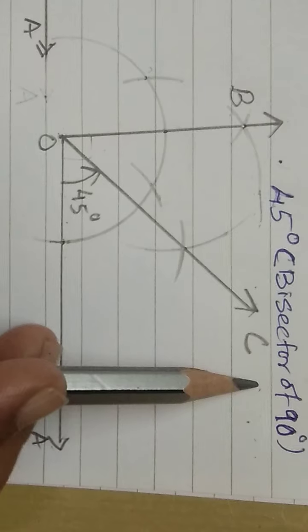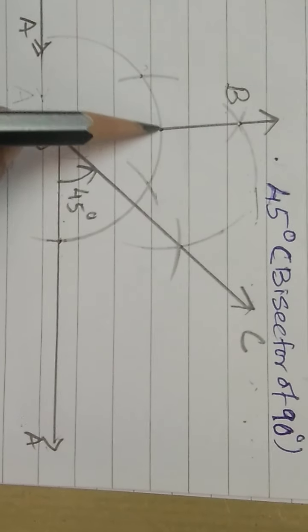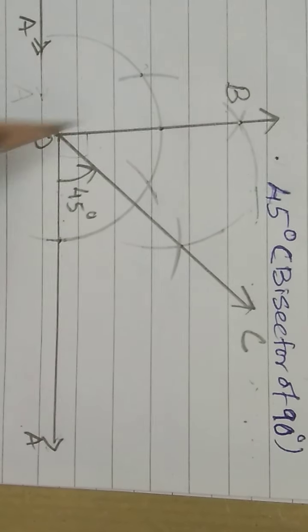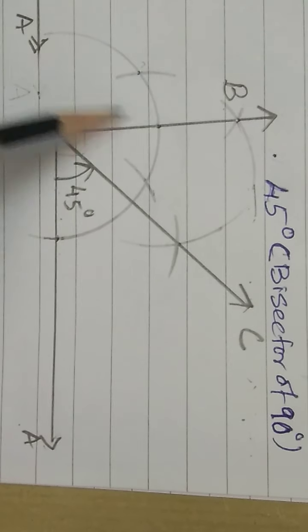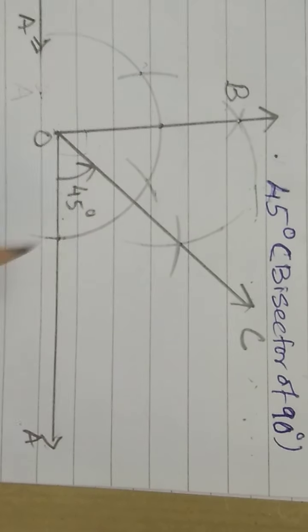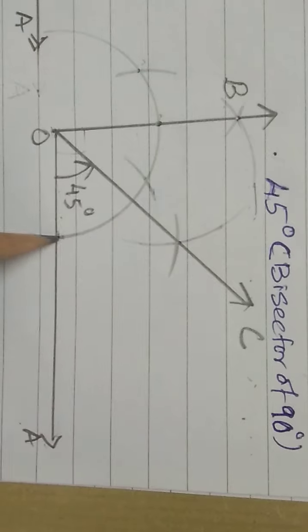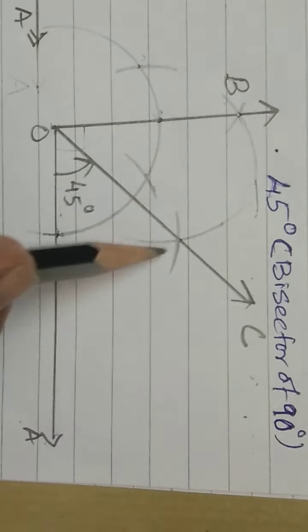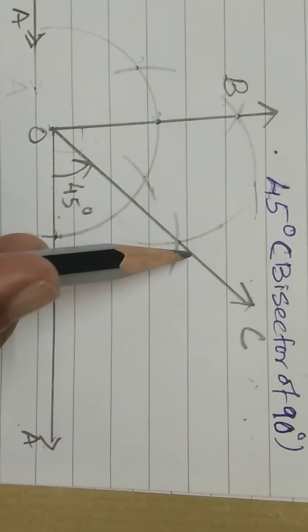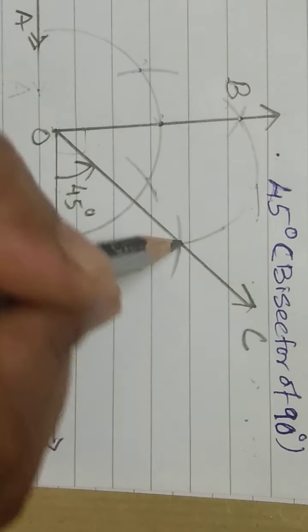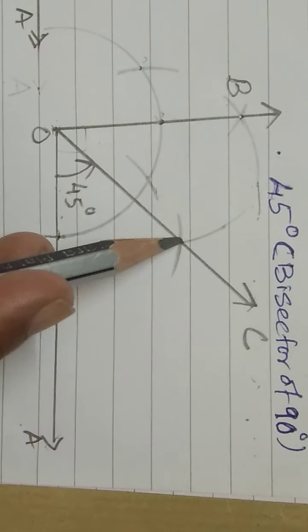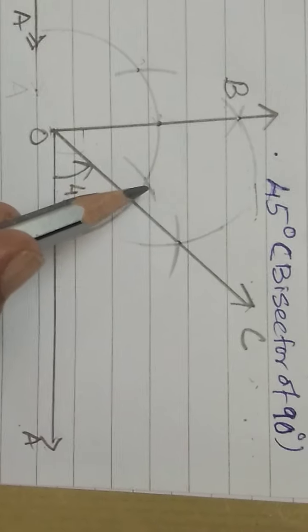Then to draw the bisector of 90, the arc crossing the 2 arms of the 90 degree angle, OB at this point and OA at this point. From these 2 cutting points we have to draw arcs in between these arms. So we will get a crossing point. Joining this O and this crossing point, that will be angle 45.